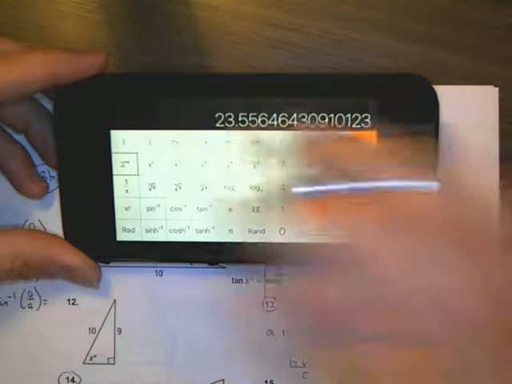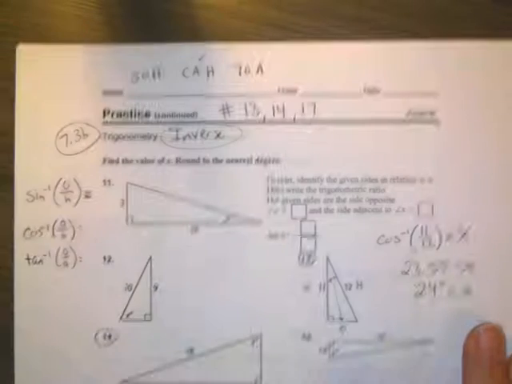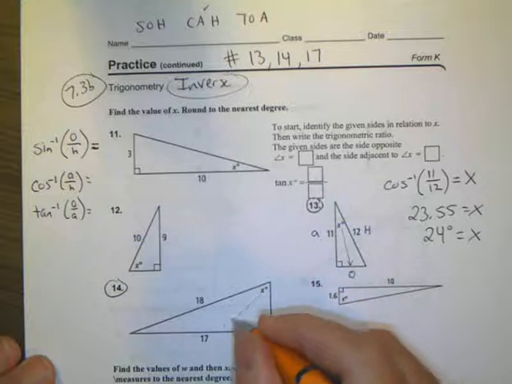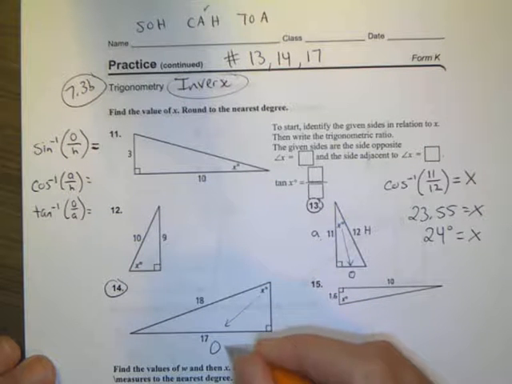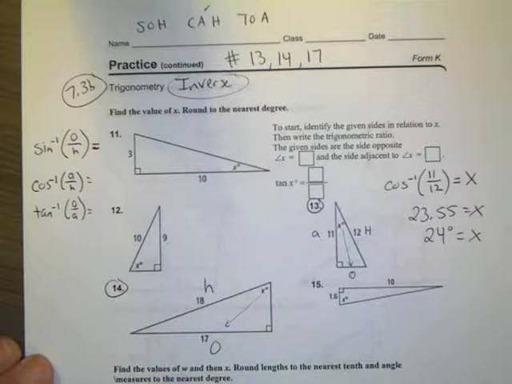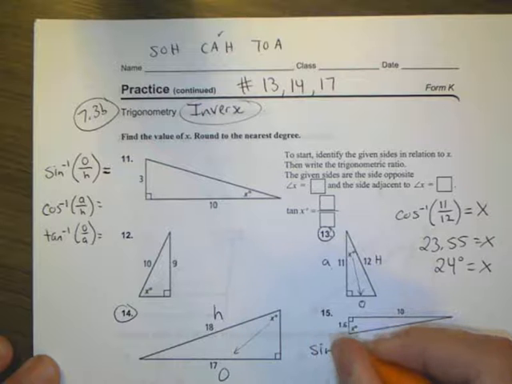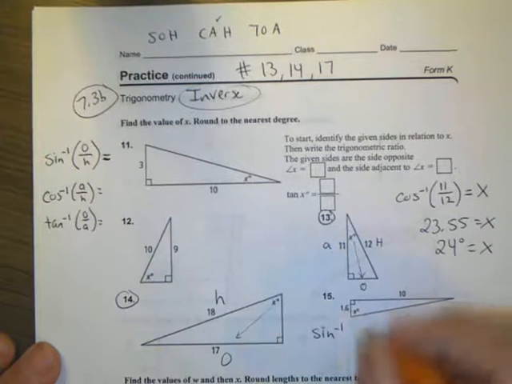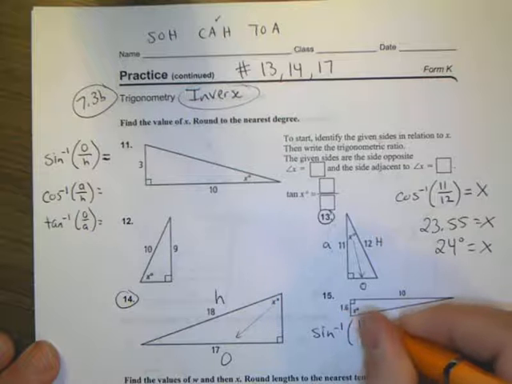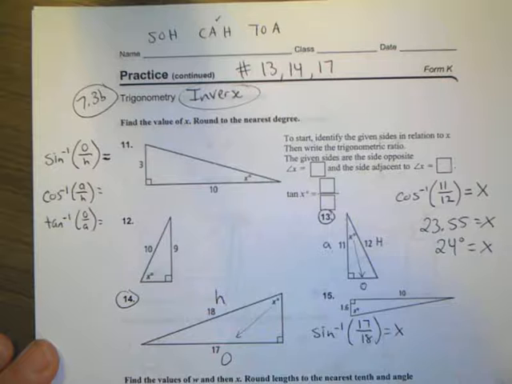Okay, so that's part of it all. The big thing is just how do you set it up. Looking at number 14, same idea. This is the angle. This time they gave me an opposite, and I can tell that I have a hypotenuse. Because I have an opposite and a hypotenuse, I'm going to use the inverse sine function. Because sine -1 will be 17 opposite over hypotenuse 18, and that will give me my missing x value.